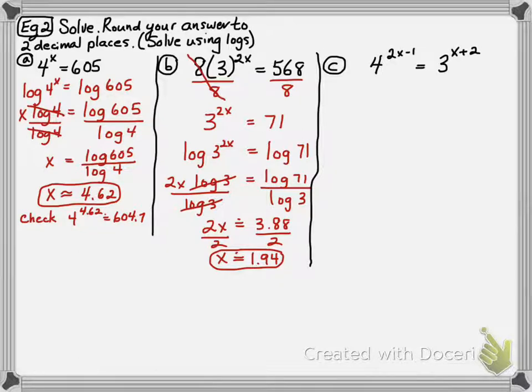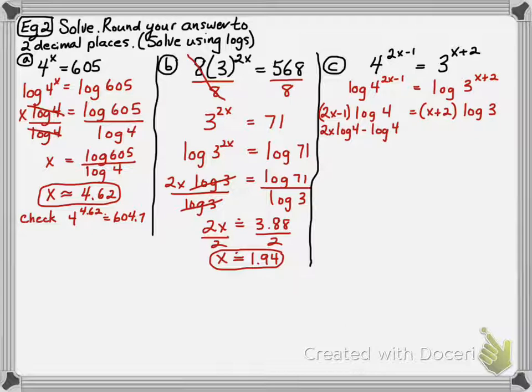Part C. We have 4 to the power of 2x minus 1 is 3 to the power of x plus 2. We're going to apply the log rule to both sides. Now we're going to bring the exponent down and put it in front. We have 2x minus 1 times log 4, and we have x plus 2 times the log of 3. If you expand that and simplify it, you're going to get 2x log 4 minus 1 log 4 equals x log 3 plus 2 log 3.